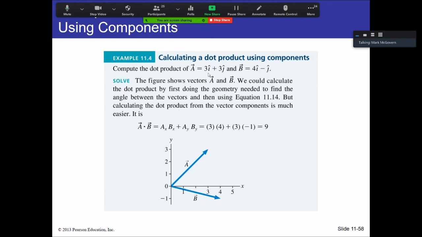So here we take the product of the i hats, which is 12, 3 times 4, and the product of the j hats, 3 times -1. We add that all up, we get a 9. So that's the dot product there. So you're going to see a lot more dot products.